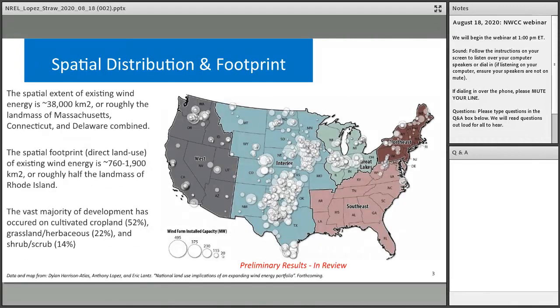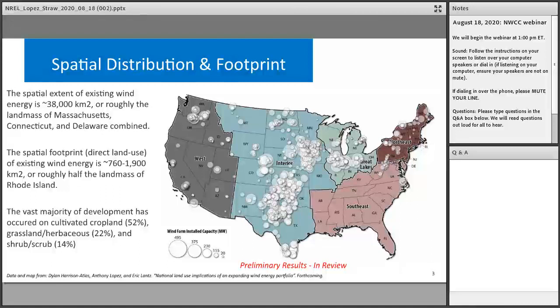There we go. Okay, so I did want to add a little bit additional context here, some land use context to set the stage. So most of us have heard that the U.S. has over 100 gigawatts of wind today, and what this translates to is roughly 38,000 square kilometers of land area when considering the spatial extent of wind power plants.